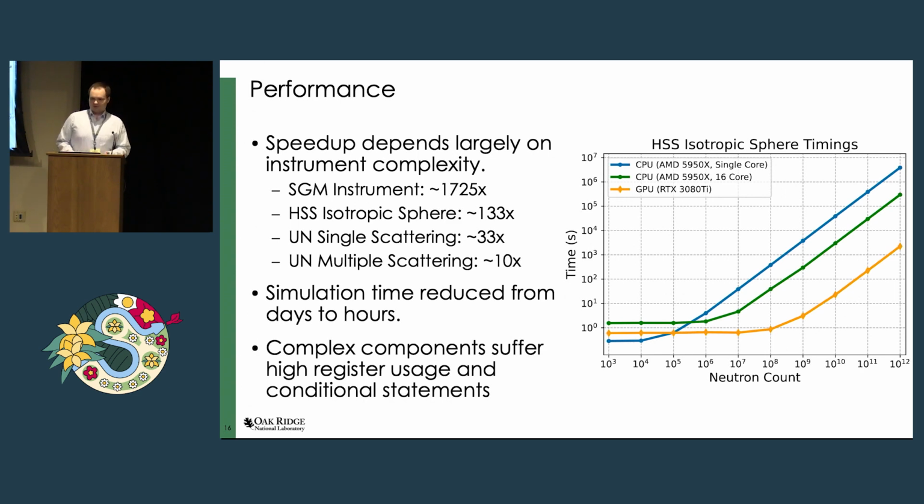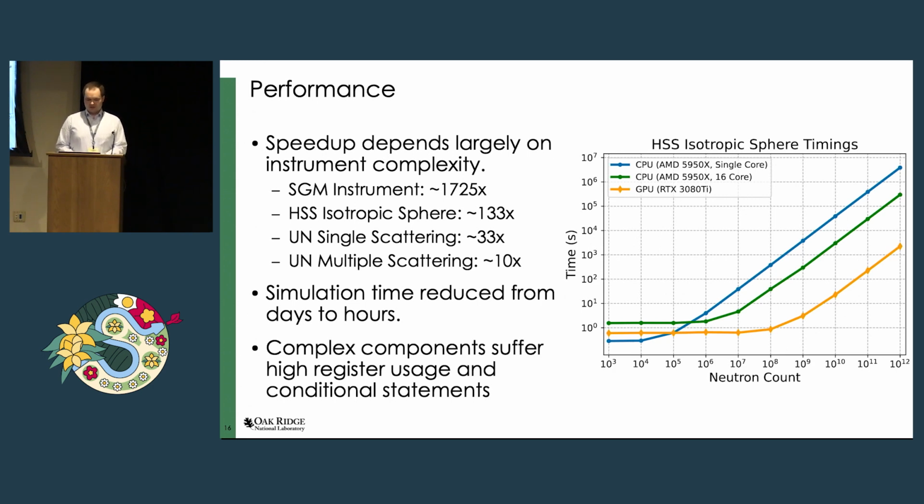The homogeneous single scatter isotropic sphere is a simple instrument with a sample component, so it involves the ray tracing and all that. That's the simplest example of that, and for that we were able to achieve about 133 times. On the right here is a plot of that. The blue curve is the single core of CPU, the green is a 16-core version, and the orange is the GPU, using a simple consumer-grade graphics card.